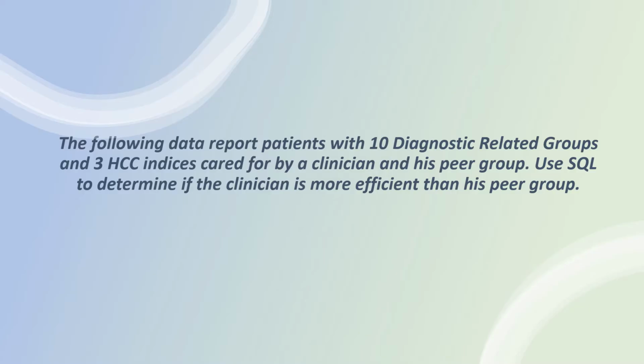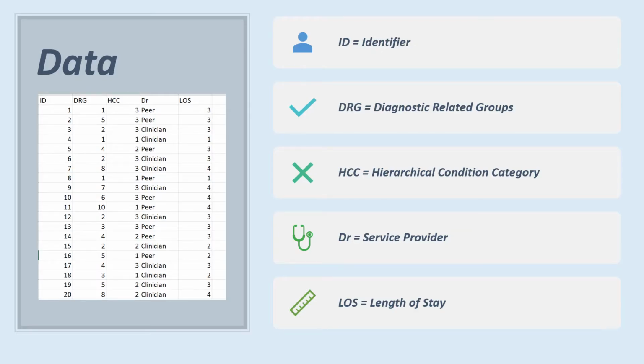The question is, the following data report patients with 10 diagnostic-related groups and 3 HCC indices cared for by a clinician and his peer group. Use SQL to determine if the clinician is more efficient than his peer group. Here is the provided snapshot of the data.